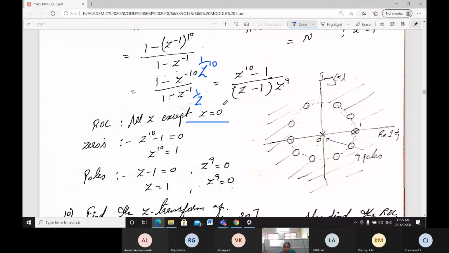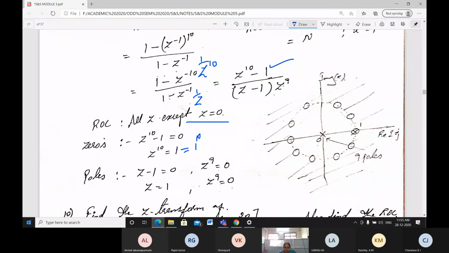Then for the zeros, the numerator part should be equal to 0. z raised to 10 minus 1 should be equal to 0. Then we get z raised to 10 equals 1, which is nothing but 1 raised to 10, which is 1 only, right? Therefore here the zeros are shown. Observe here, 10 zeros are surrounding the circle, because the value you got is 1. On the circle, 10 zeros are going to exist. That's what is shown here.